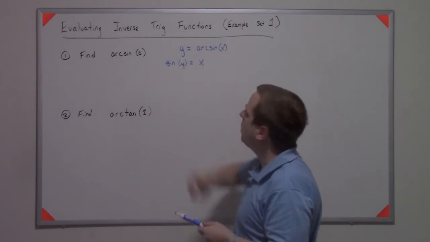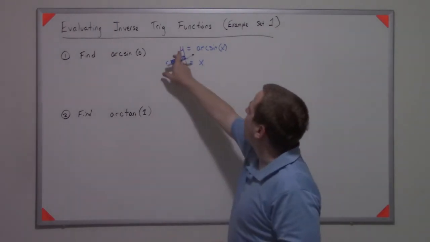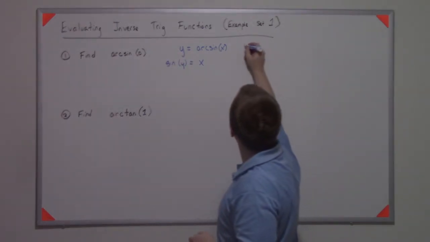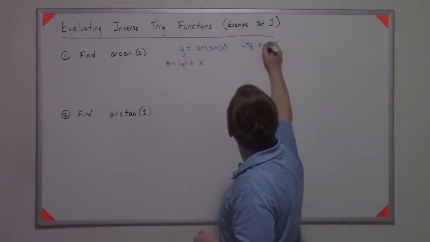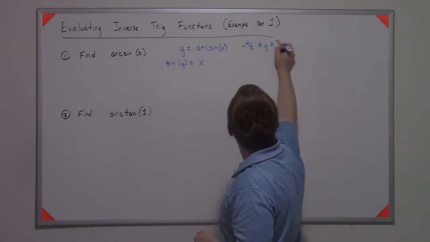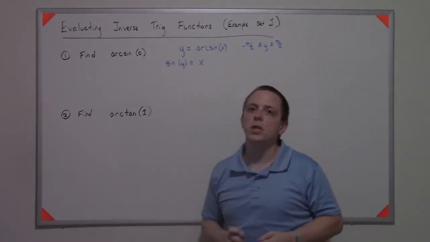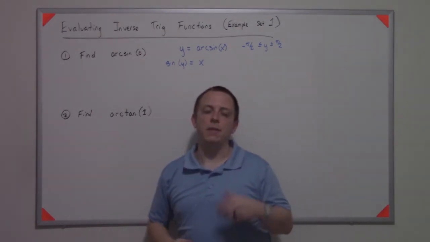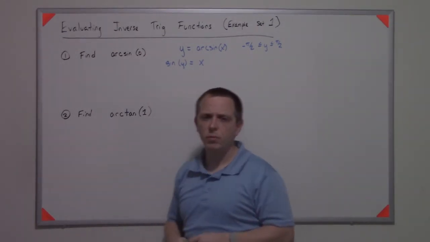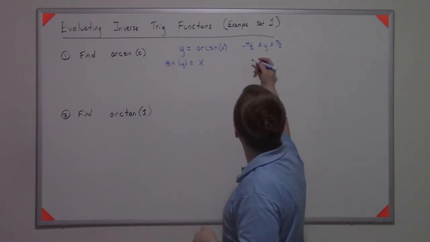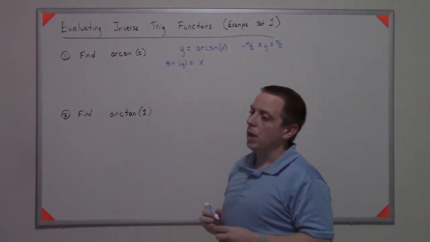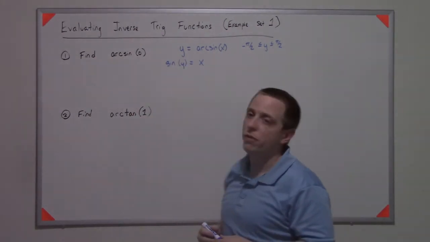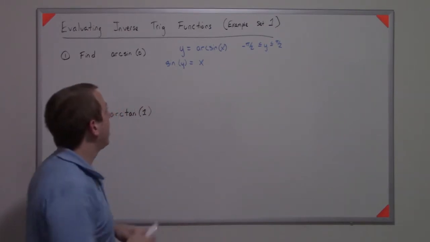And the range of values that come out of here are from negative pi over 2 to pi over 2. So since I know that, I need to make sure that whatever I do to solve here, I get the right value. If I want to evaluate this, I need to rewrite this in this form.